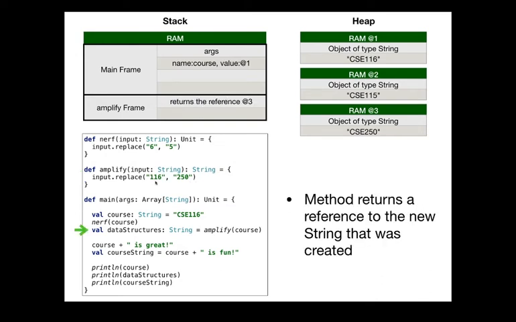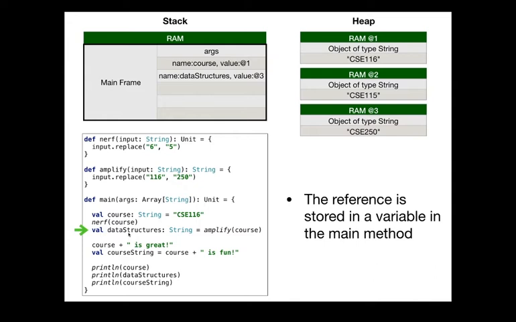That's the last expression of the method. It returns string, not unit, so we are actually going to return this at 3. And then we're going to store that at 3 in a new value named data structures. So now in the main frame, we have this new variable named data structures. It stores the reference at 3, which is a reference to this string, which is the string 250. So now I have a new reference with a new value with that change reflected, and I have access to it in my main method.